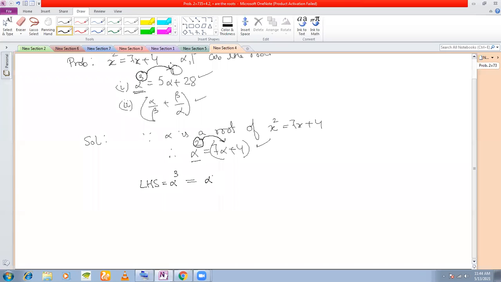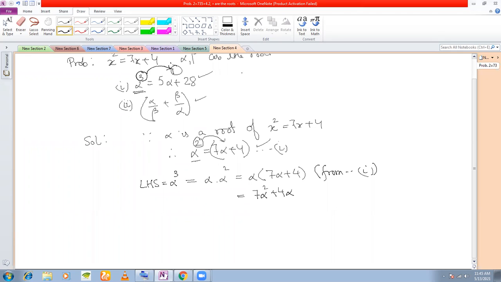So we'll write alpha cube as alpha into alpha square. Okay, and now let us call this 1. What we'll do is for alpha square, we'll substitute 7 alpha plus 4. This is from 1. Okay, now we are going to multiply this together. So 7 alpha square plus 4 alpha.